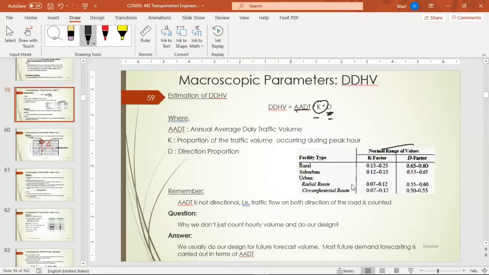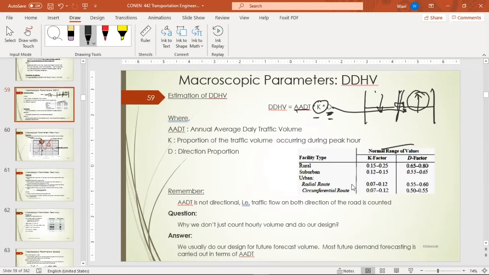By the way, if we have a highway like this, that's the median, okay? And that's a traffic stream this way and this way. The average daily traffic volume is basically the total volume on this side and the total volume on this side together. So if we are designing one side of the road, we need to know how much is going here. That's why we have this D. D gives us the split of that total volume, okay?